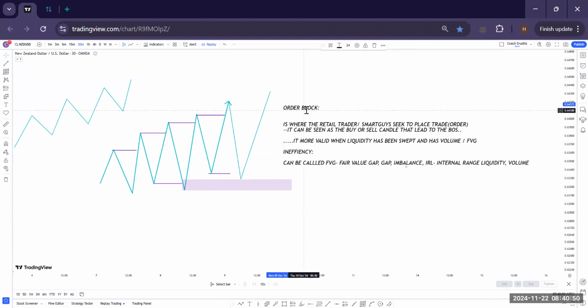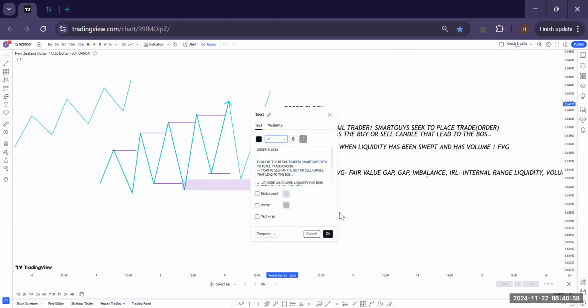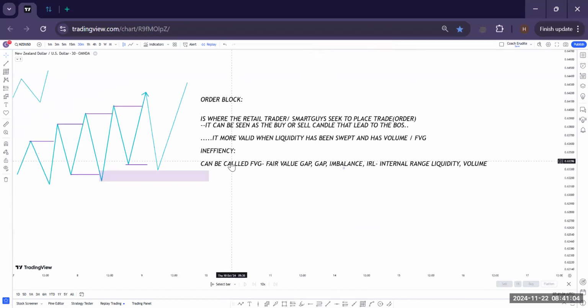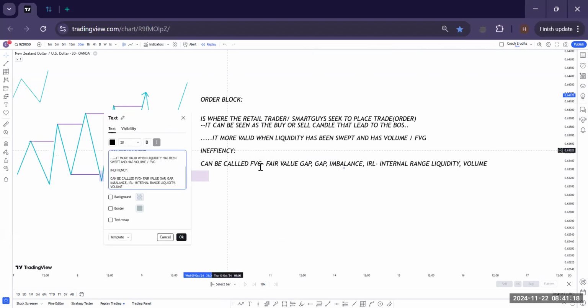So now we talk about order block. We talk about inefficiency. Let me increase this to 28. I hope we are following. You see, I'm not rushing, I'm taking my time with the theoretical aspect, then we go to the chart. So inefficiency can be called fair value gap, FVG. It can be called gap. It can be called imbalance. It can be called internal range liquidity, and you can also call it volume.